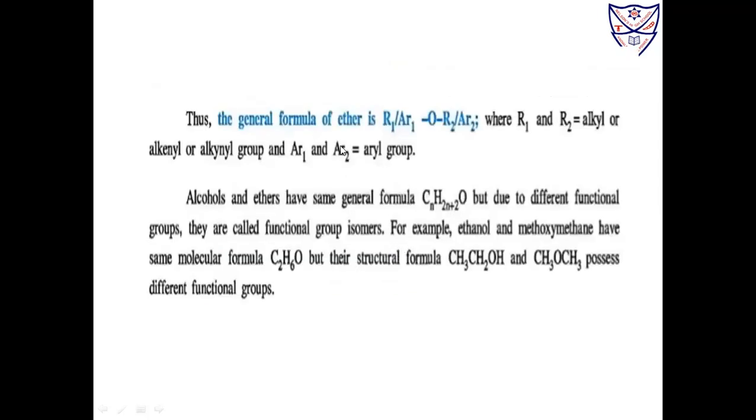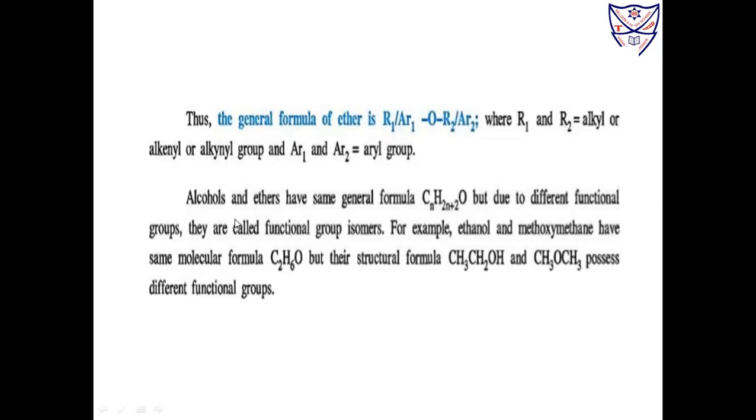Thus the general formula for ether is R-O-R or Ar-O-R or Ar-O-Ar, where R1 and R2 are an alkyl or an alkenyl group, and aromatic Ar is an aryl group. So alcohol and ether have the same general formula. The general formula for alcohol is CnH2n+2O, and ether is also CnH2n+2O.